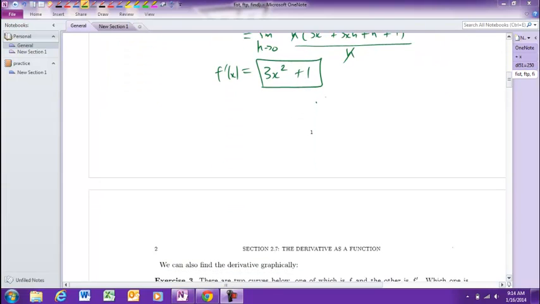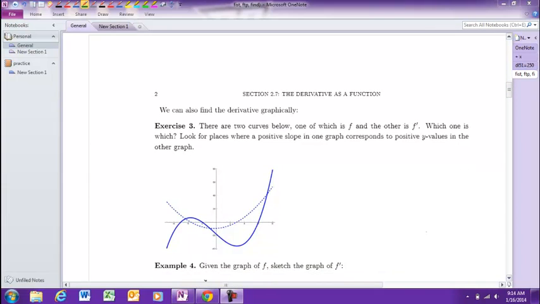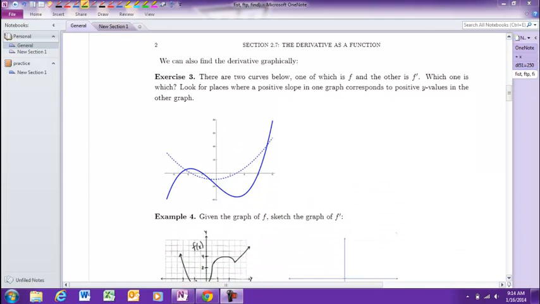So now that we've seen the derivative as a function, let's move on to page 2 and talk about the derivative graphically. What we did was calculate the derivative algebraically using actual functions and x's, and now we're going to look at how you can figure out what the derivative is from a particular graph. And we're going to start by doing an exercise.